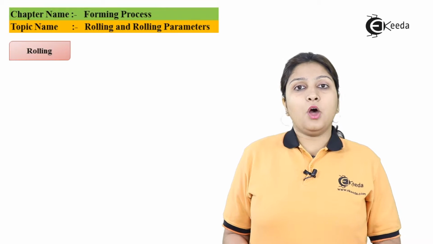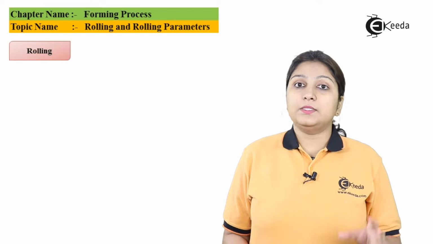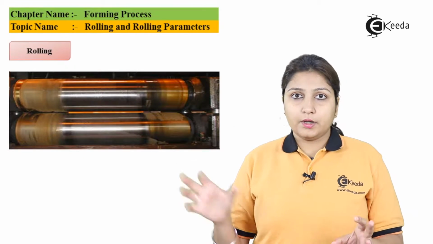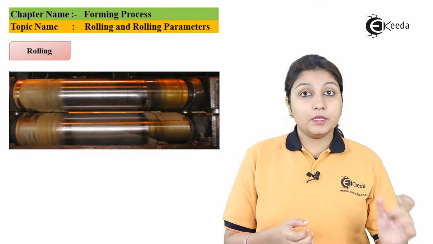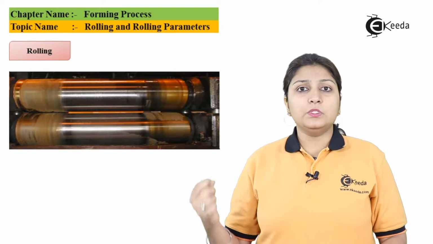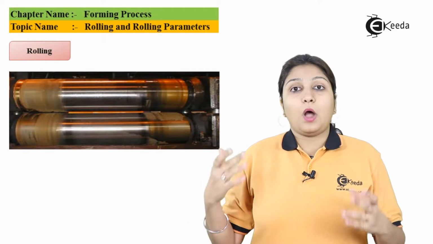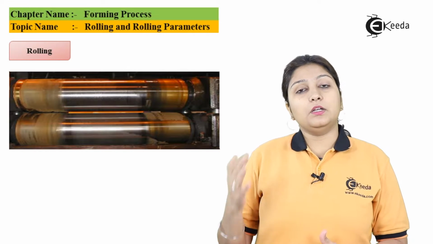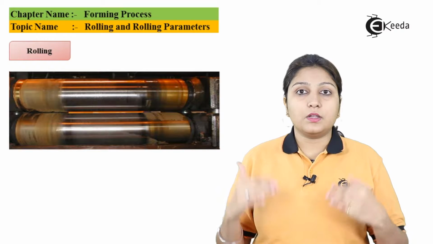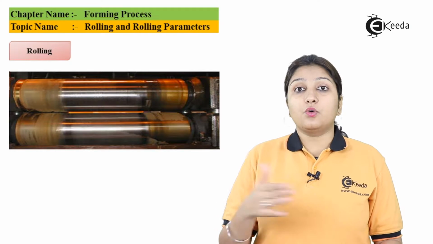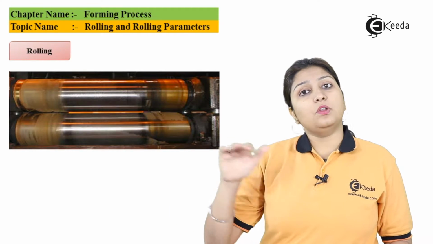In this, a normal ingot or a normal slab is converted. An ingot or a slab is a bigger part, like a bigger object. It is converted into small blooms, billets or rods. How is it converted? By passing it through different rolls. N number of rolls, depending on how much thickness is required. So it is passed through different rolls.